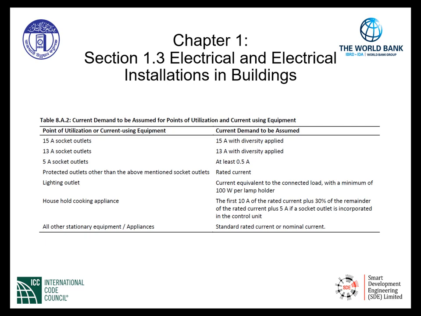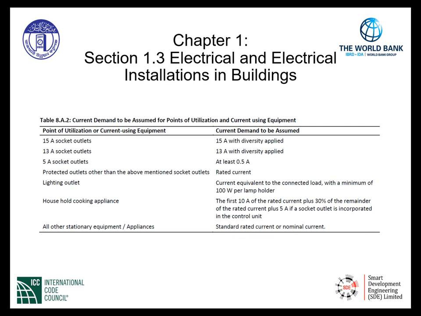We must provide the current demand to be assumed at the rated current of these socket outlets. Our lighting outlet is the next point of utilization, and the current demand for a lighting outlet is the current equivalent to the connected load with a minimum of 100 watt per lamp holder.